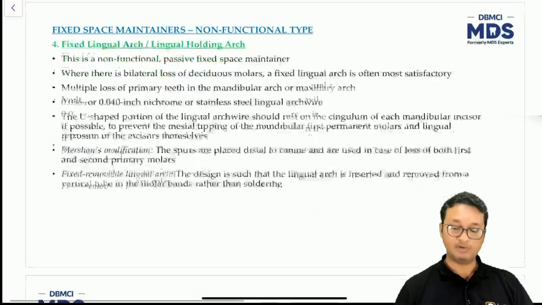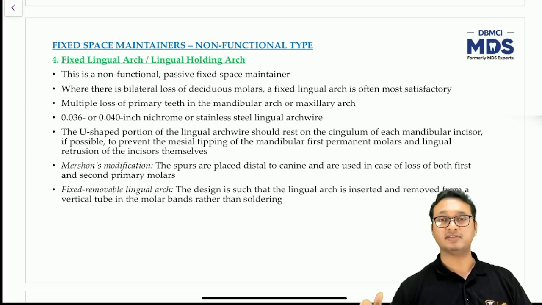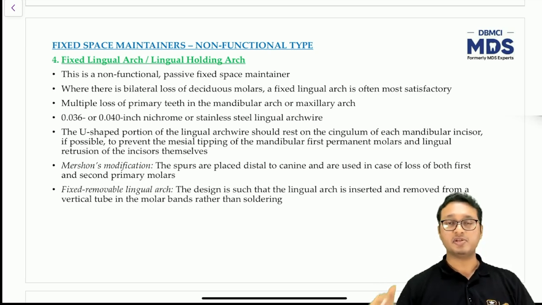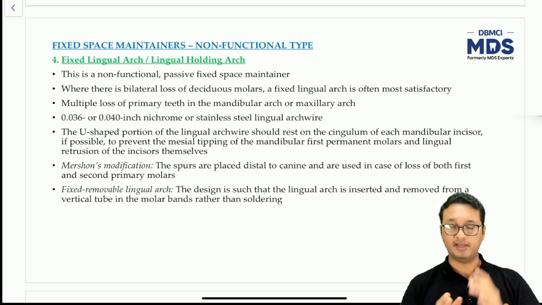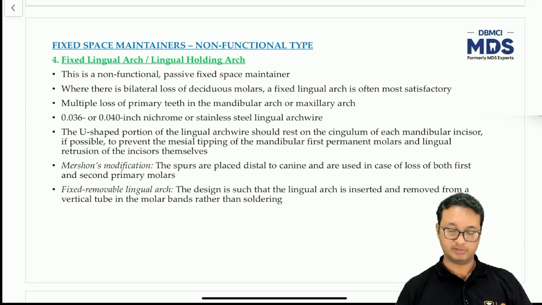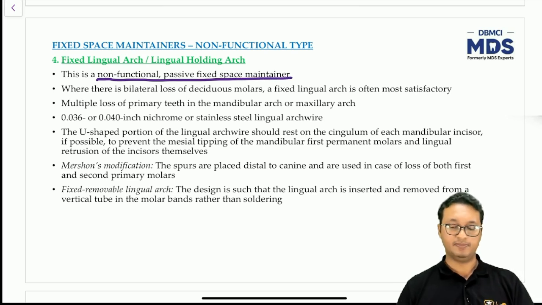The lingual arch, first of all, is a fixed appliance. It's a non-functional type because it is not aiding in the mastication process. It is mostly used in the mandibular dentition. Why? Whenever there is premature loss of the mandibular posteriors, to maintain the space to allow for eruption of the posteriors in an uneventful manner, this appliance is mostly used, right? So this is a non-functional type, passive fixed space maintainer.